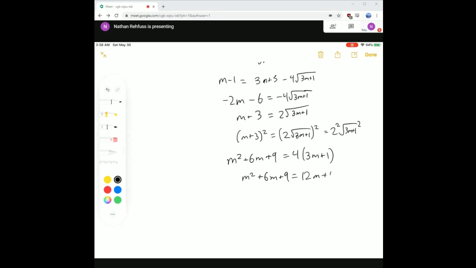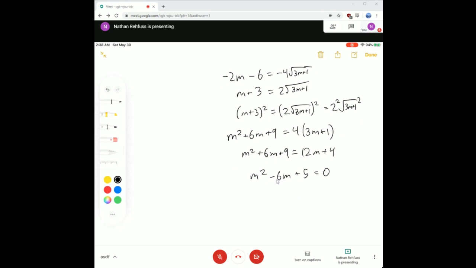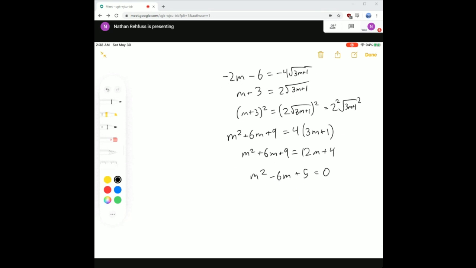I distributed the 4. Now I'm going to gather all the terms to the left. That's going to leave me with a 0 on the right. So I'll subtract 12m from each side, leaving me with 6m. I'll subtract 4 from each side, leaving me with a 5 here. And now I can factor and use the zero product property. Two numbers add up to negative 6 and multiply to 5. That makes negative 1 and negative 5.